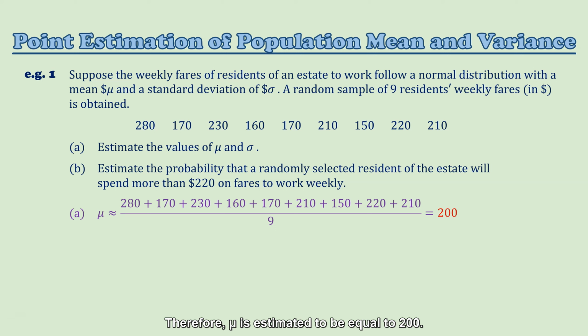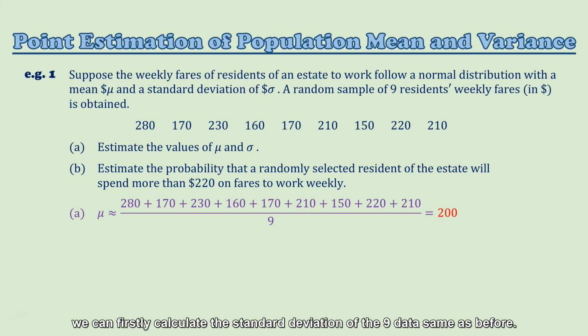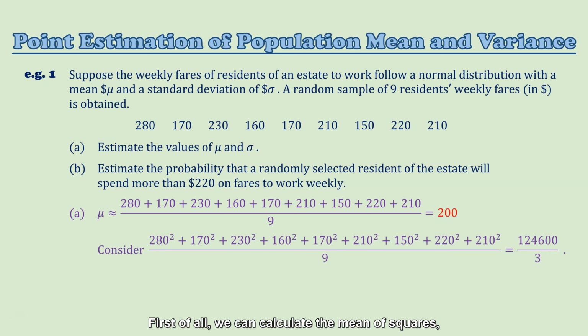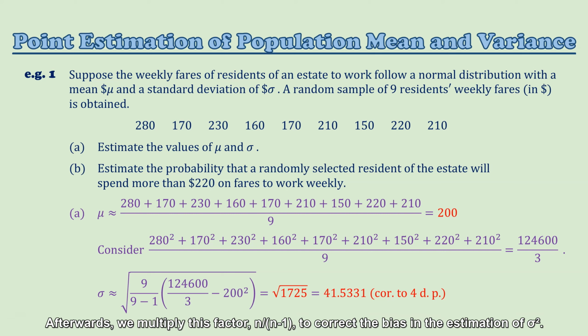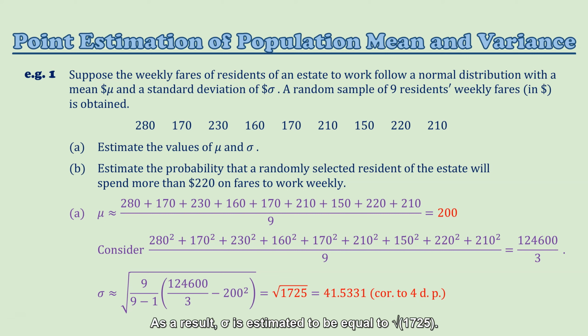Therefore, mu is estimated to be equal to 200. To estimate sigma, we need to calculate the sample standard deviation by considering n-1 as the denominator. Before we consider n-1, we can firstly calculate the standard deviation of the 9 data same as before. First of all, we can calculate the mean of squares. And then we consider the mean of squares minus the square of the mean. Afterwards, we multiply this factor n over n-1 to correct the bias in the estimation of sigma squared. As a result, sigma is estimated to be equal to the square root of 1725.